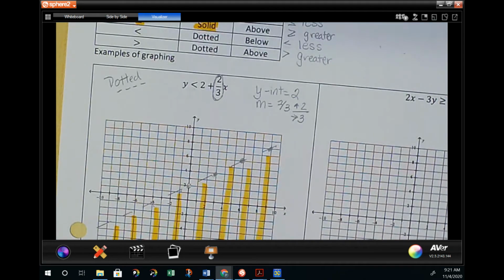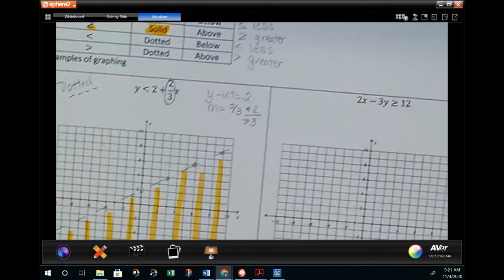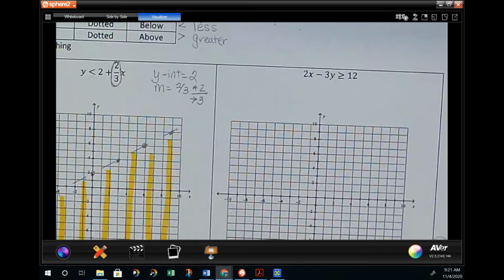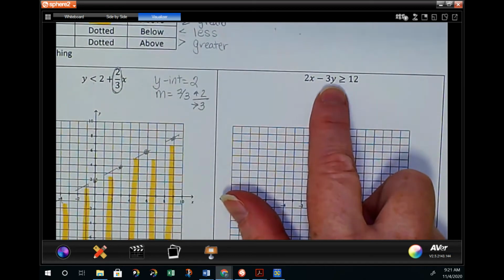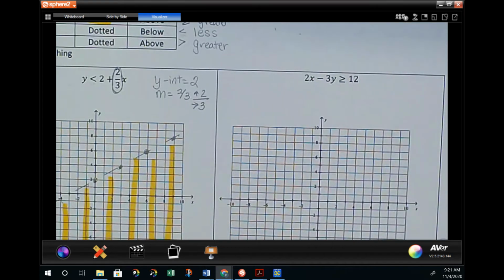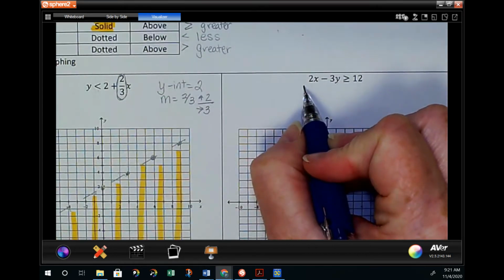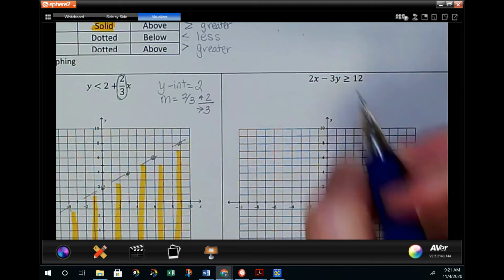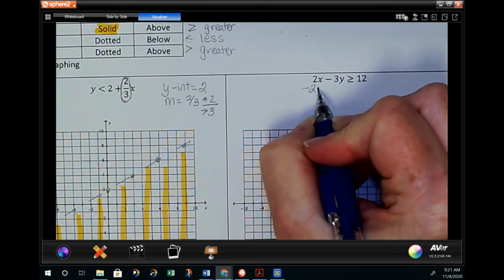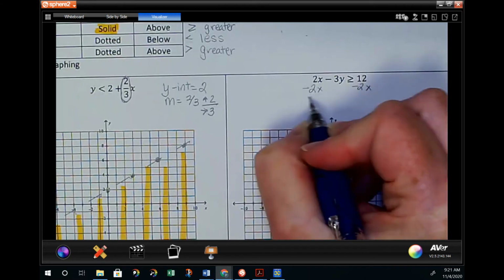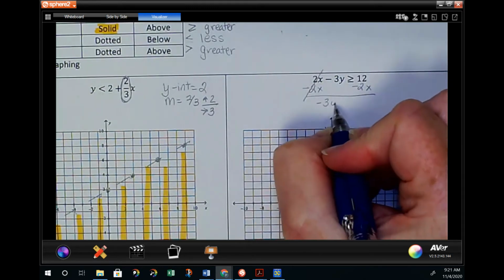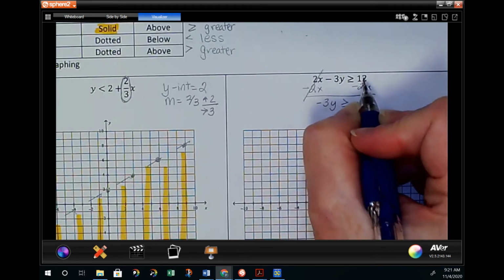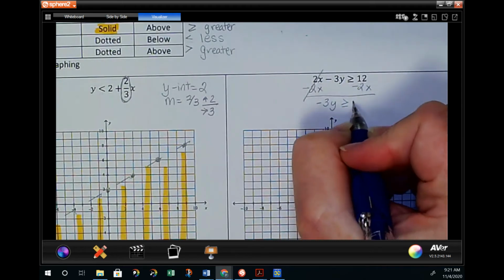So you're going to do the same thing. Now here's the problem that's a little tricky, if you're going to have to do this algebraically, you have to solve this. You guys have a friend, and it's called Desmos.com, and you can just put that in. But I'm going to show you the math anyway because I kind of have to. You're going to subtract 2x from both sides. That goes away. Then you have negative 3y is greater than or equal to 12 minus 2x.